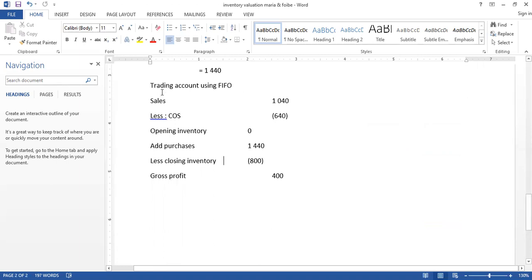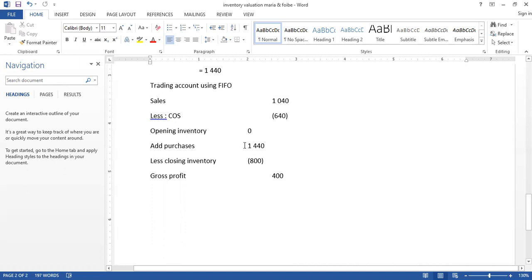So in this case, it was a trading account using FIFO. That's why our closing inventory is 800. So 1440 minus 800 will give us a cost of sales of 640. And then sales less cost of sales will give us a gross profit of 400.